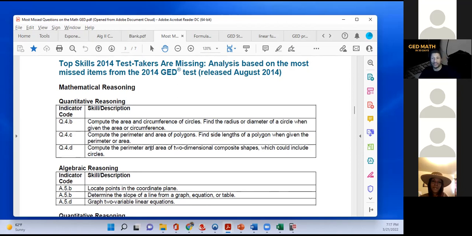Send me a text. Oh, I don't understand this. Send me an email. I don't understand this. Give me a call. I don't understand this.